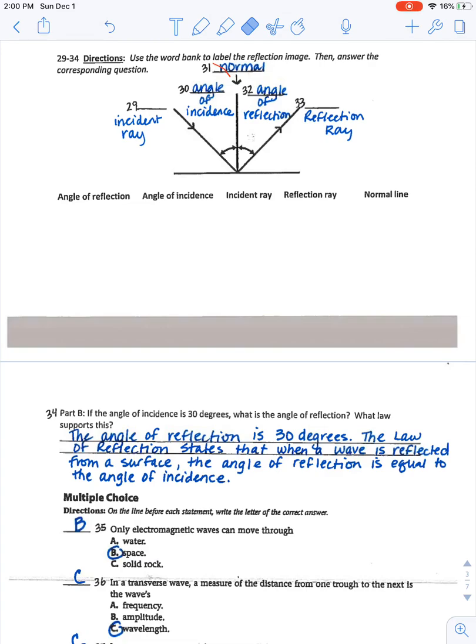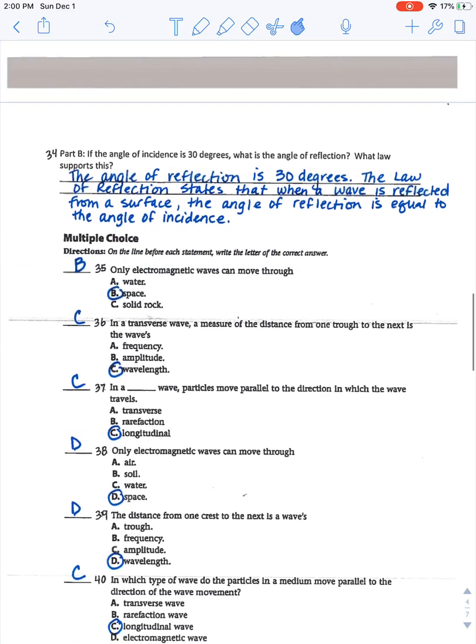36. In a transverse wave, a measure of the distance from one trough to the next trough is the wave's wavelength. It'd be the same as if it said one crest to the next crest, or one compression to the next compression for longitudinal.